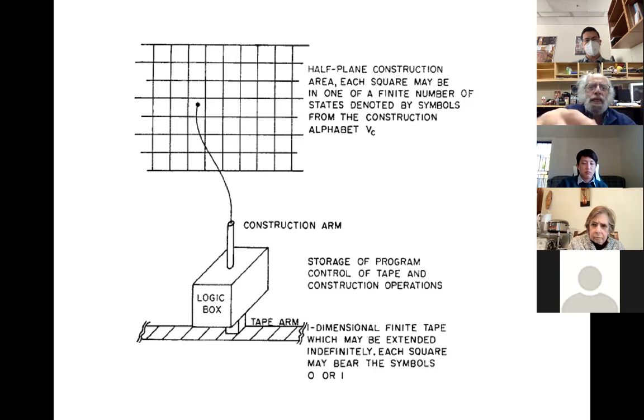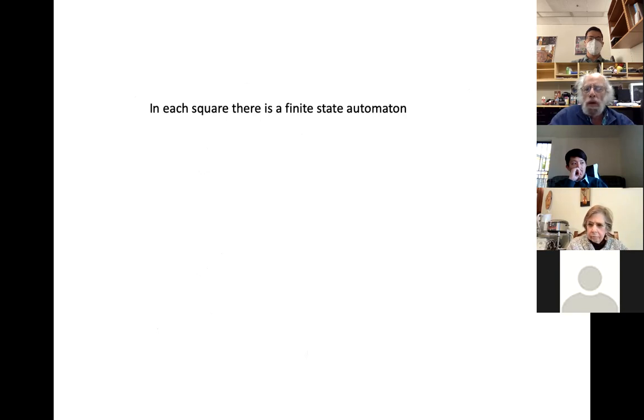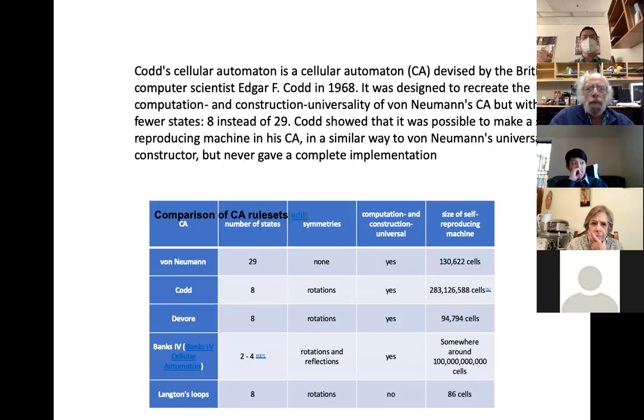And now this is his construction. His construction is you have D, which is the tape, and the logic box, which interprets that tape, and then there's a construction arm that turns on a finite state automaton in each square. In each square, there's a finite state automaton.